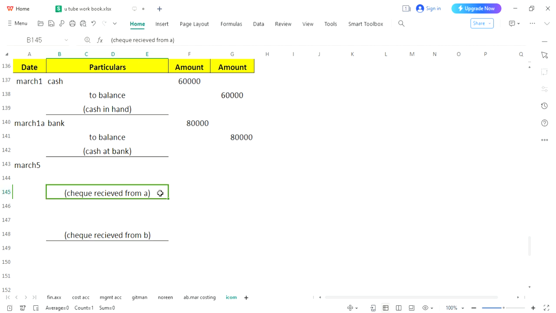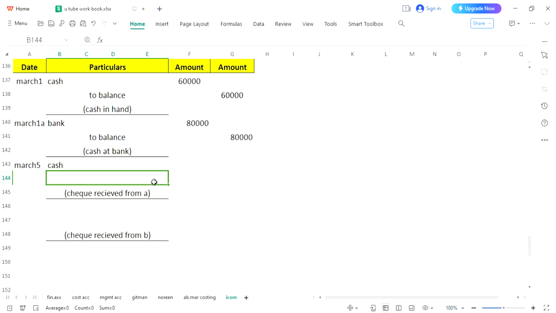We have already an understanding when check is being received and we are not depositing these checks into the bank, it means there is no relation of bank. So for the time being, we will consider this check as cash. Cash is coming in, asset is increasing, increase in asset should be debited. So you will write debit cash. But please understand, it is not cash. Since check has not been deposited into the bank, so temporarily we are writing cash. Check received from A, cash is debit.